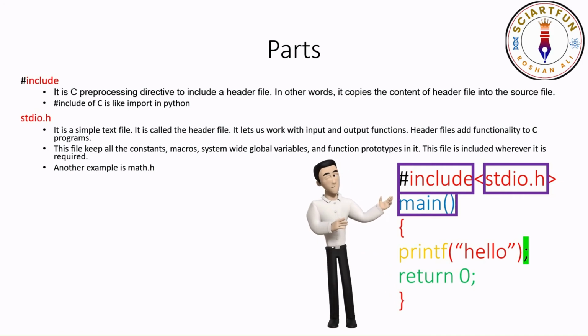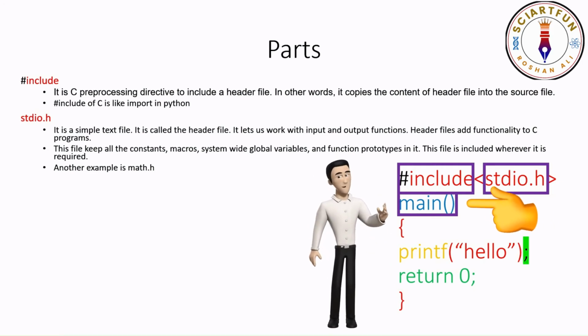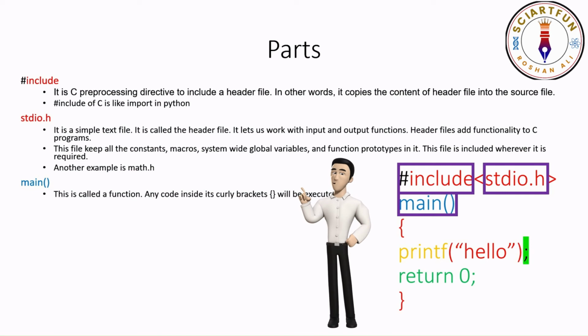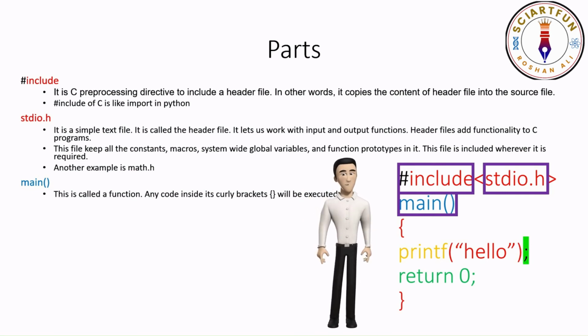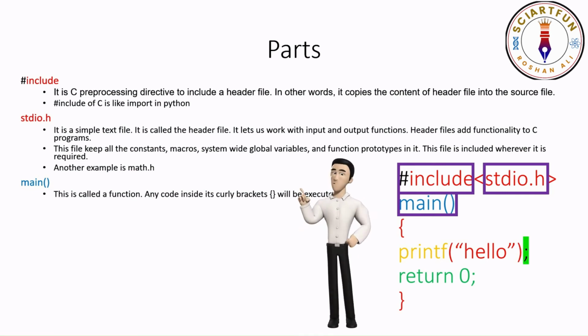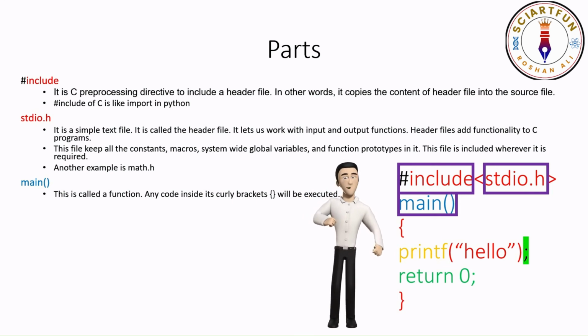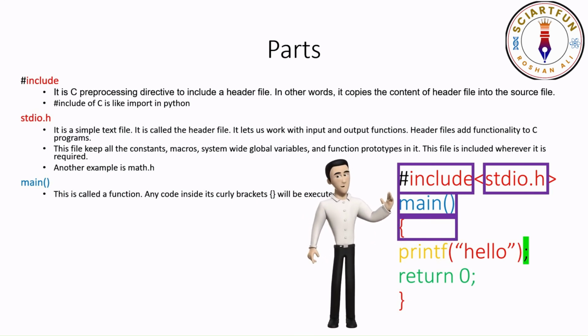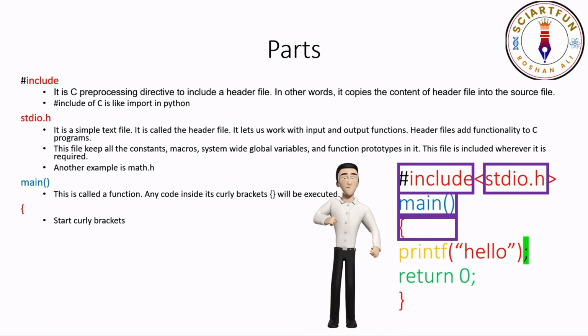The third part of the source file is the main function. This tells the program that this is the starting point. Anything inside the curly brackets below this function will be executed. Then we have the start curly bracket. All the functions below this bracket are executed.